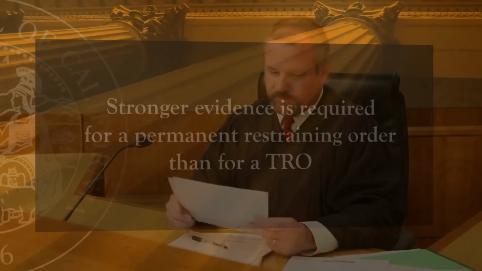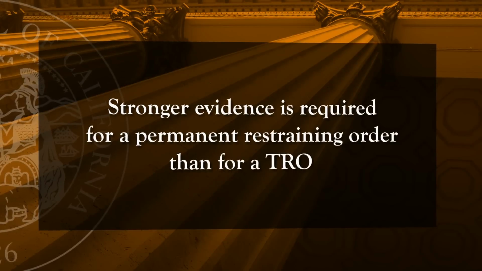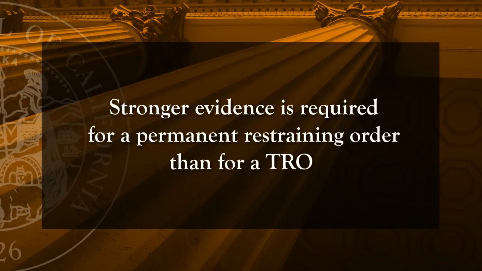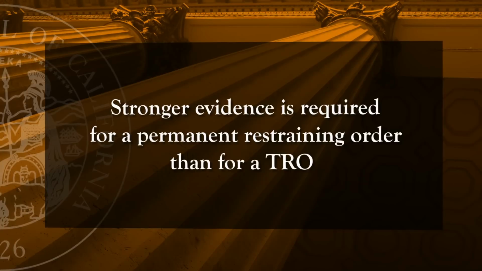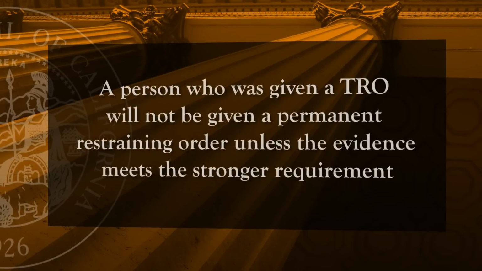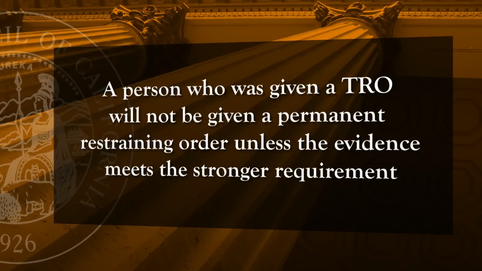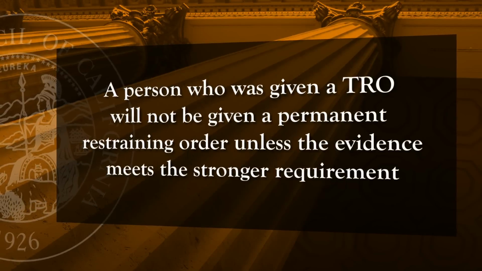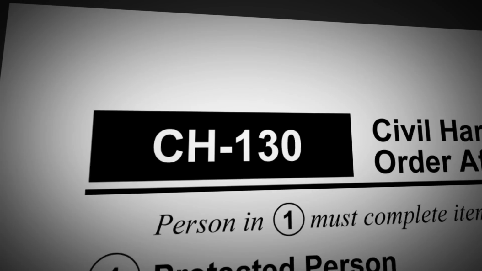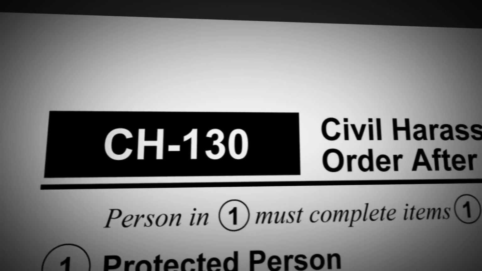The judge can only make permanent restraining orders if clear and convincing evidence shows that the restrained person committed acts that the law considers harassment. The clear and convincing evidence required for permanent restraining orders is stronger than the evidence required for temporary restraining orders. A person who was given a TRO will not be given a permanent restraining order unless the evidence meets the stronger requirement.